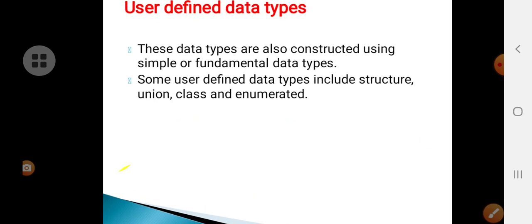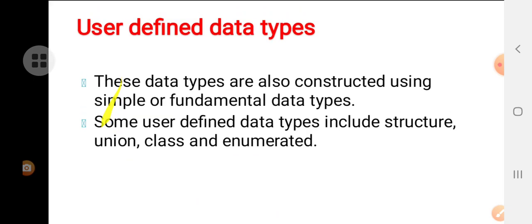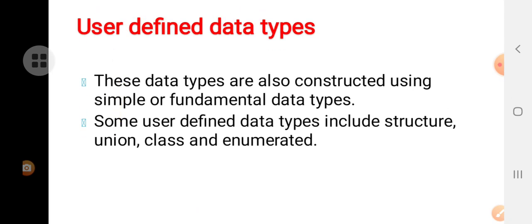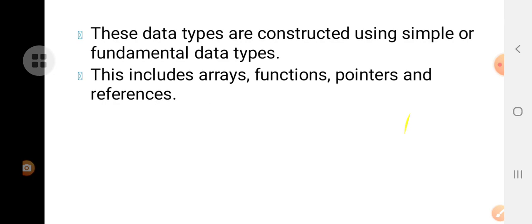What does it mean? User defined data types are also constructed using simple or fundamental data types, that is integer, float, double, character, void. Okay, so the data types we have in that are union, class, enumerated, structures. So these are the data types which are present in the derived data types.